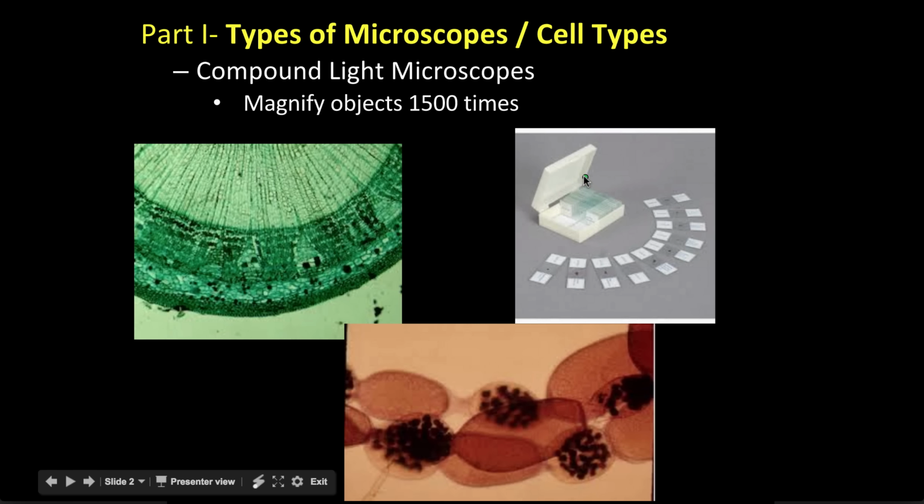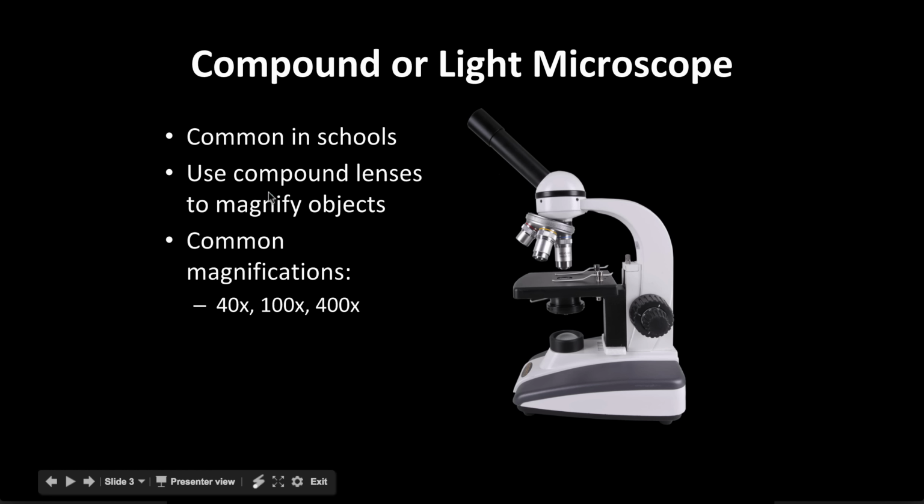We use slide boxes and things over here. A glass slide to put on there, allow the light to pass through from the bottom, and lenses to magnify the scope. So these are common in schools. That's what we're going to use. Ours look very much similar to this microscope right there. We are going to use magnifications of 40x, 100x, and 400x occasionally here.